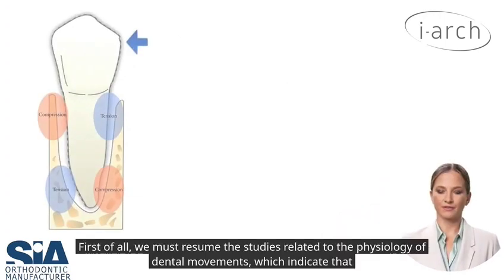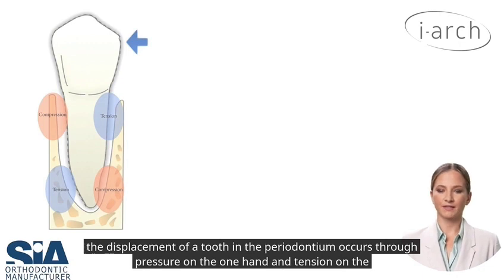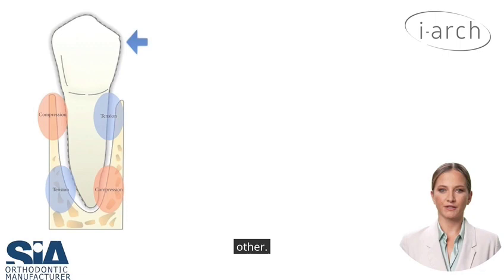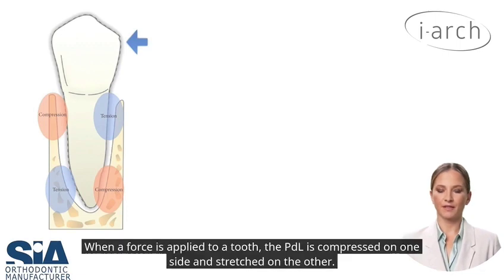First of all, we must resume the studies related to the physiology of dental movements, which indicate that the displacement of a tooth in the periodontium occurs through pressure on the one hand and tension on the other. When a force is applied to a tooth, the PDL is compressed on one side and stretched on the other.